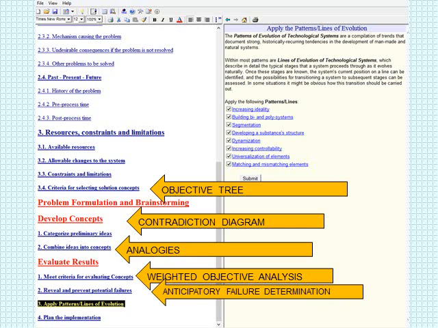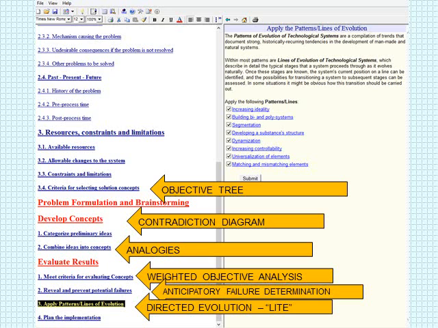Then revealing and preventing potential failures, that was the hazard analysis and the anticipatory failure determination lecture. And then finally, kind of buried in the background, is applying patterns and lines of evolution, planning for the future. And that's really what the directed evolution algorithm is all about, and that's where we are today.